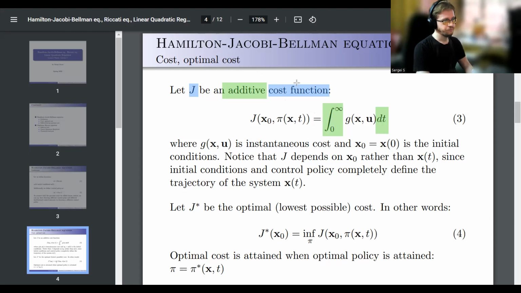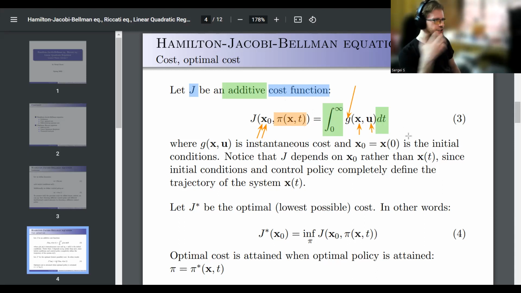All right. Now, here what we have is a policy. And here we have initial condition x0. So cost depends on initial conditions and the control policy. And what it integrates is cost, which is a function of x and u. Now let us try to understand what's going on here.